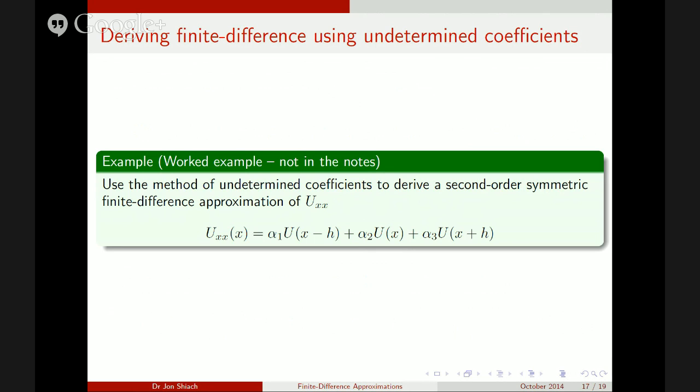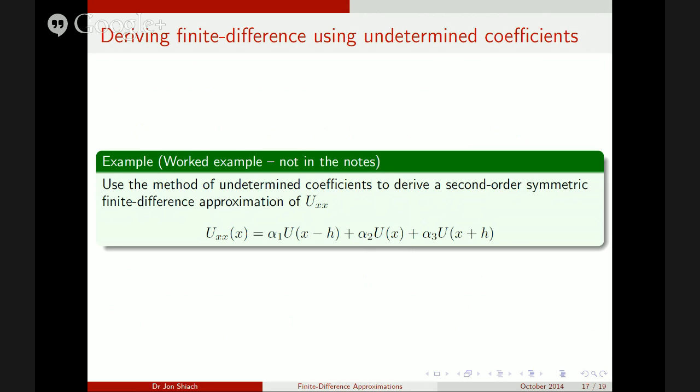Because if alpha 1 and alpha 3 are equal to 2 over h squared, I've got 2 over h squared multiplied by h squared over 2. That's just 1. So if this system down here is satisfied, we'll have uxx equals uxx, and we'll have our undetermined coefficients. Let's solve this. It's quite a simple system.